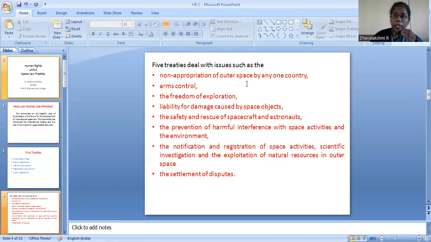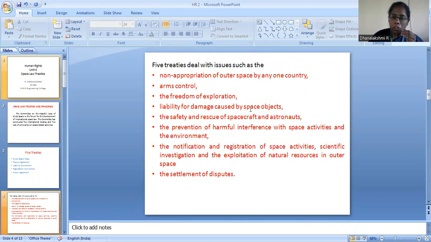The 5 treaties deal with the non-appropriation of outer space by any one country. No one country can claim that this is mine. Not a single country can claim that outer space is its own. No, it is common to all. It is common to the entire earth. So no single country can claim outer space. Then arms control, then freedom of exploration. All countries have the freedom of exploring outer space.